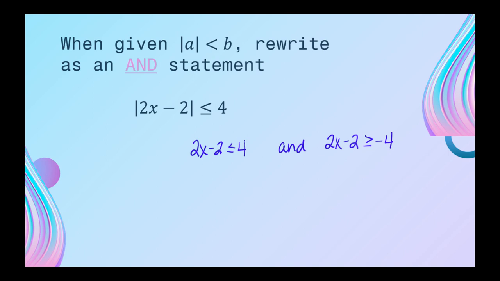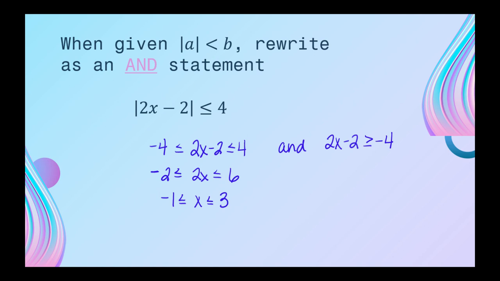Now, we can put this together as a compound because 2x minus 2 is less than or equal to 4, and it's greater than or equal to negative 4. So I can put those all together as one and then just solve it as a compound inequality. However, to be honest, if you write it as an and statement and keep it separate, that's fine too. So let's solve this. I'm going to add 2 to both sides. So over here now I have negative 2 is less than or equal to 2x is less than or equal to 6. And then I'm going to divide by 2, and I get negative 1 is less than or equal to x is less than or equal to 3.